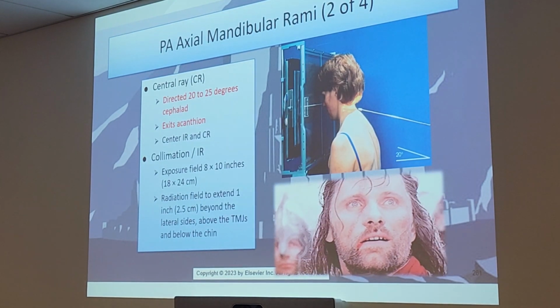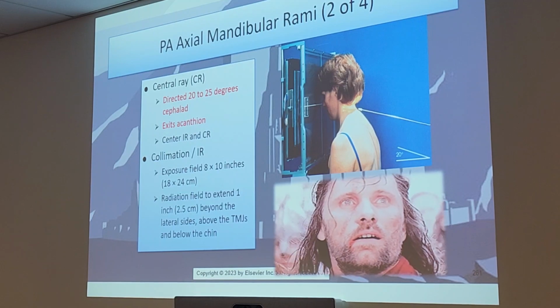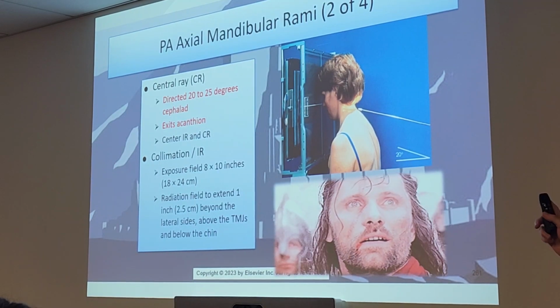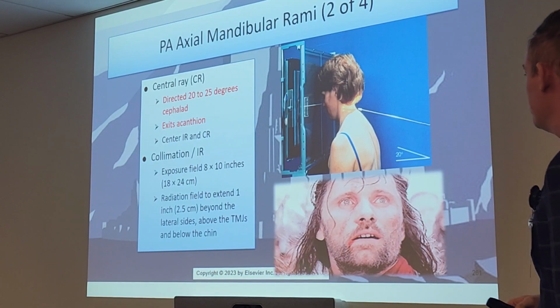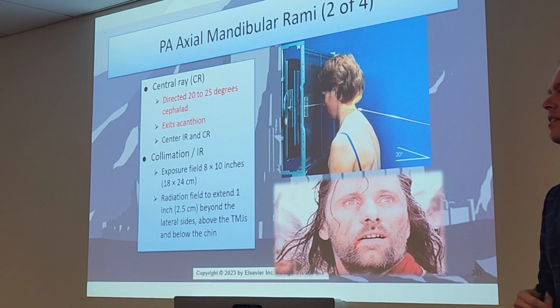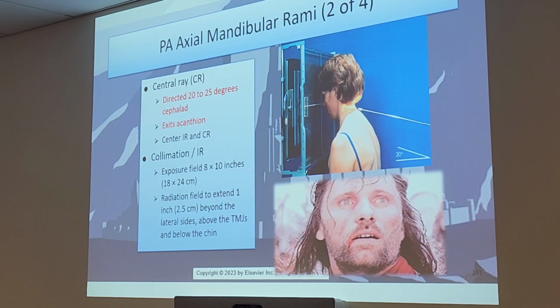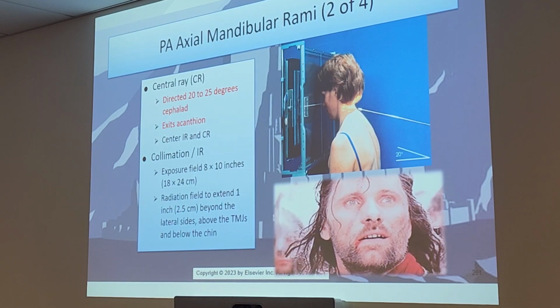All right, so there it is, guys. Now make note there is a range on this one. We're going to use a 20 to 25 degree cephalic angle. You can choose either one. And that is exiting at the acanthion. Once again, the reason we're doing this is to elongate the rami of the mandible.